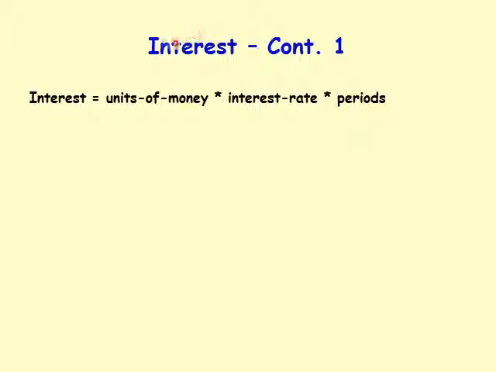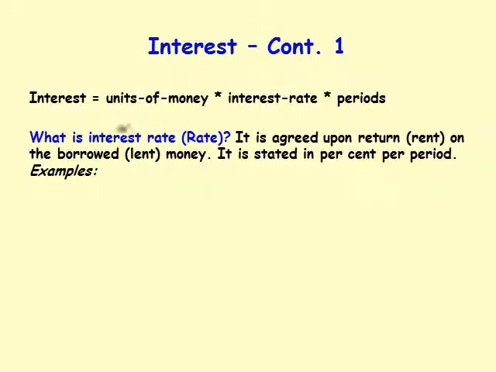Same section. I say interest. It's a simple interest we're talking about. It's the same formula. I just repeat: units of money times interest rate times periods. Okay. What's the second term? It's the agreed upon return, also called rent in the property situation, on the borrowed or lent money.